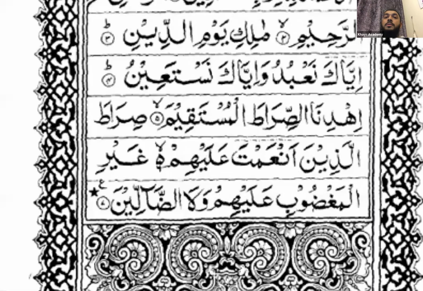Let me just go to Surah Al-Fatiha again, and we'll just do the last verse, and then we'll go to another one. Bismillahirrahmanirrahim.